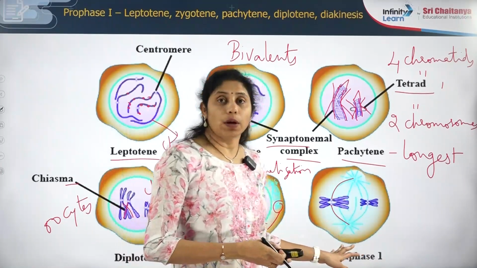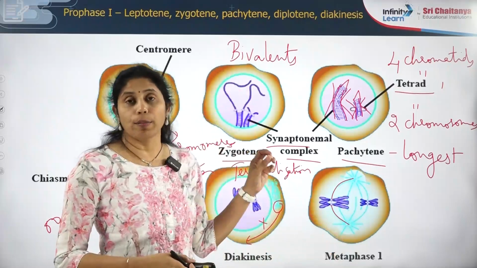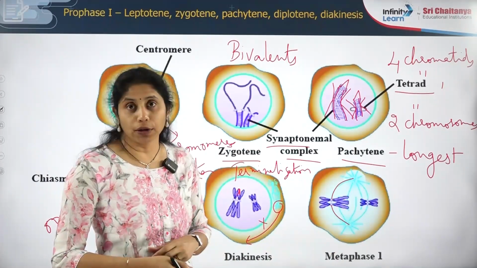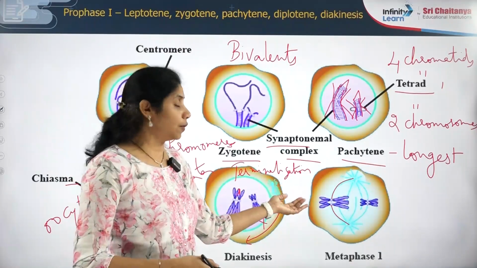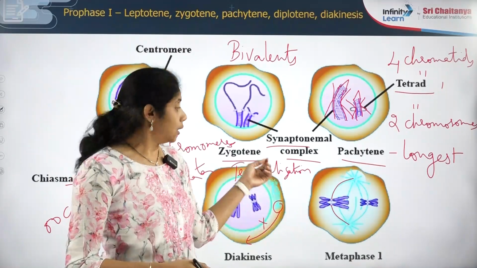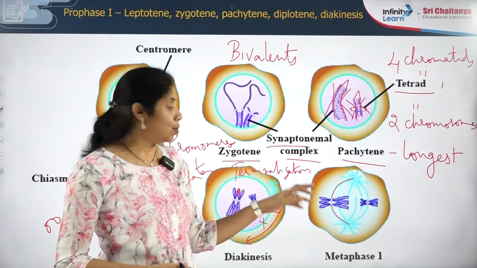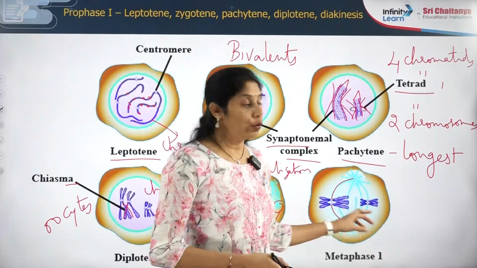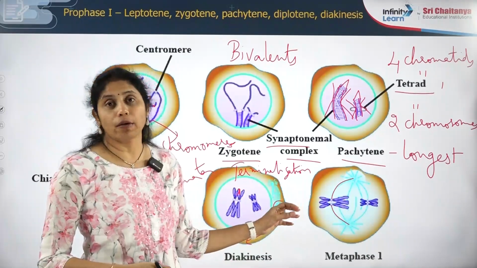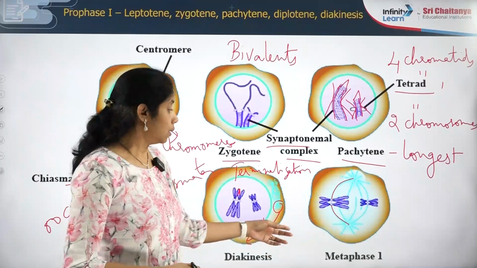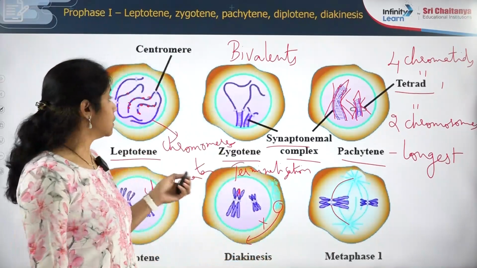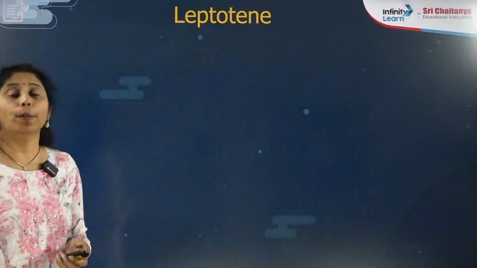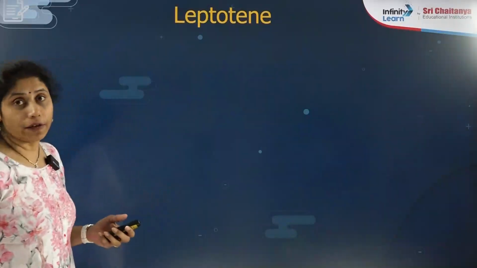So in metaphase 1, all the kinetochores will be placed on the surface of the centromeres and the spindle fibers will come and attach to the kinetochores of the bivalents. And they'll bring the bivalent chromosomes to be aligned on the equator to form the metaphase plate or equatorial plate. These are the events which will happen in metaphase 1. Let us see the brief events of prophase 1. This is the longest phase, prophase 1.